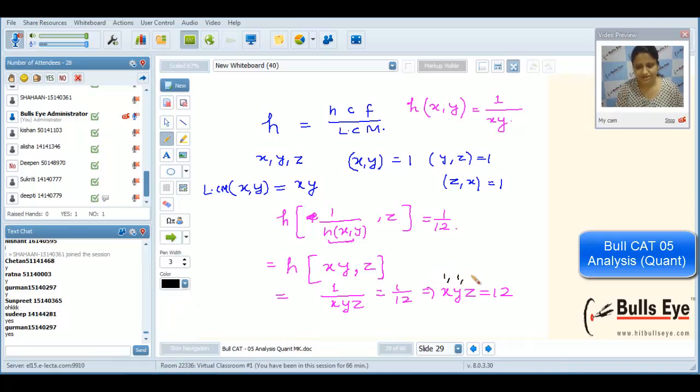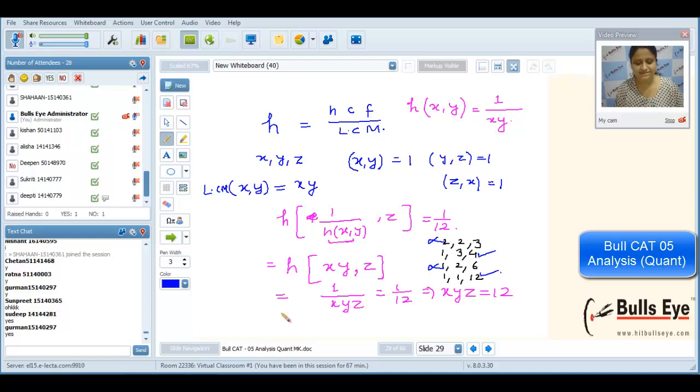It should be 1, 1, 12. It should be 1, 2, 6. It should be 1, 3, 4. It should be 2, 2, 3. But one more thing. Since the question said we will take all those numbers which are pairwise coprime, this case is out and this case is out. We are left with these two cases.